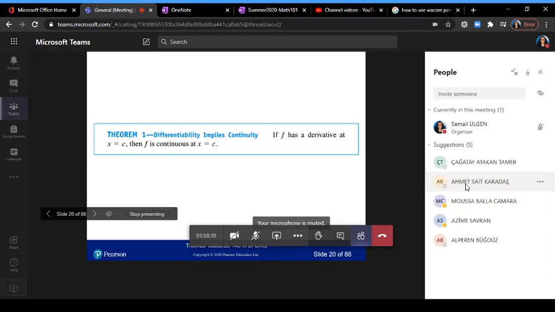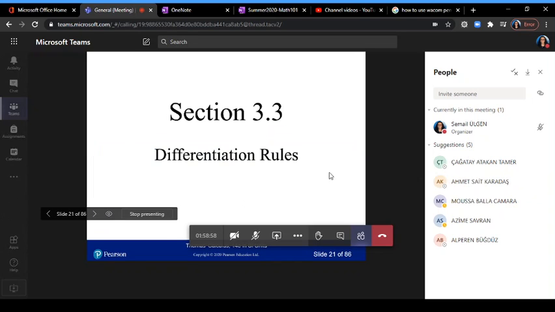This theorem is important. This theorem tells you that differentiability is stronger than continuity. So if a function is differentiable, then it's going to be automatically continuous, but not vice versa. If a function is continuous, that would not always mean that it is differentiable. Sometimes it's differentiable, sometimes it's not, depending on the function. Theorem 1 says if f has a derivative at x equals c, then f is definitely continuous at that point c.